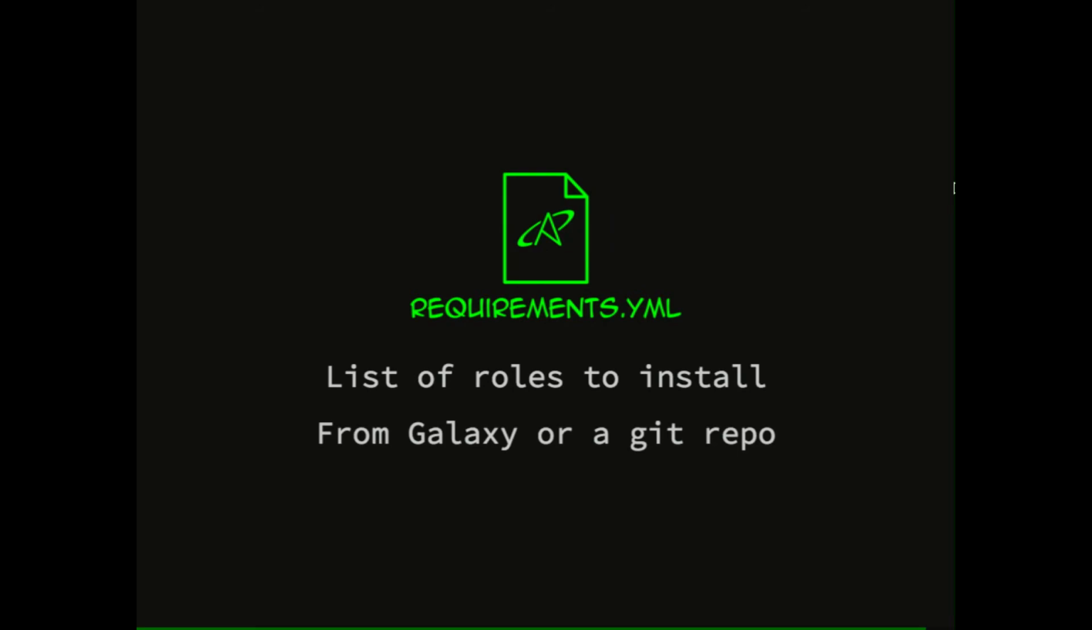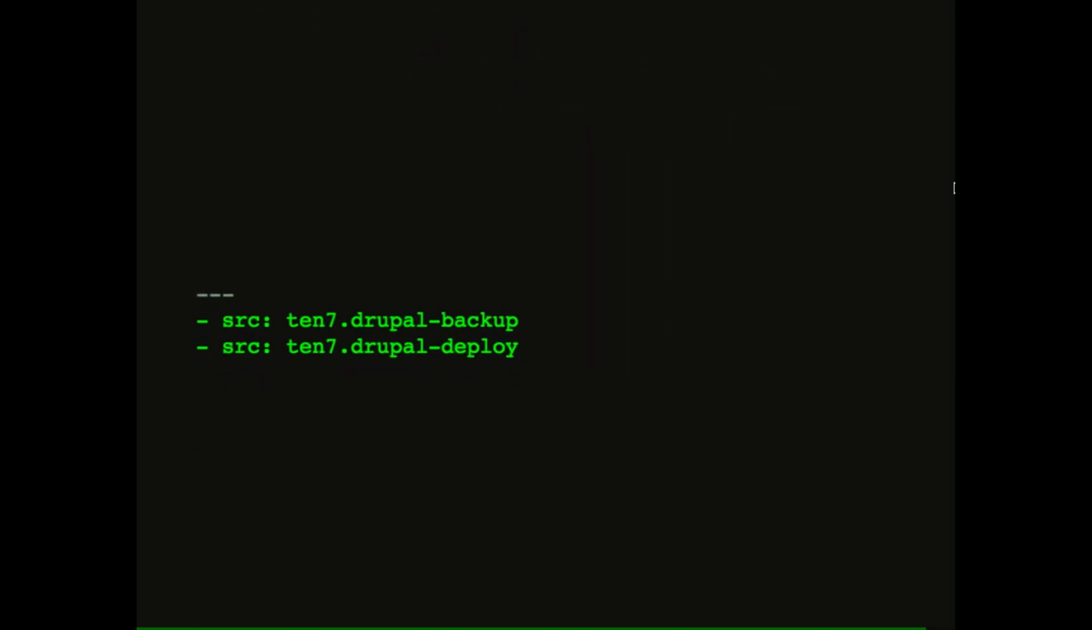Now, since we have these two roles, our deployment role and our backup role, we don't want to specify the Ansible Galaxy command twice. It'd be better if we put that in our repository too, right? So we have a requirements.yaml file, which is just a list of roles to install, and that can be from either Ansible Galaxy or our own private Git repo, so that we never have to involve Galaxy at all. Here's what the requirements.yaml file looks like. It's just the role names. That's it.